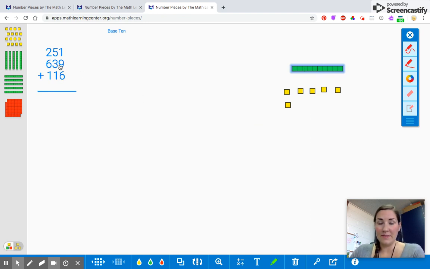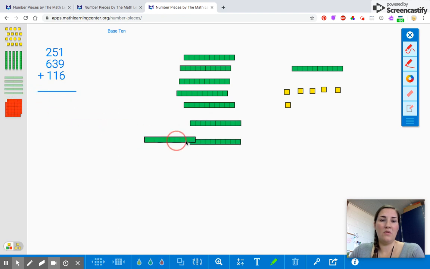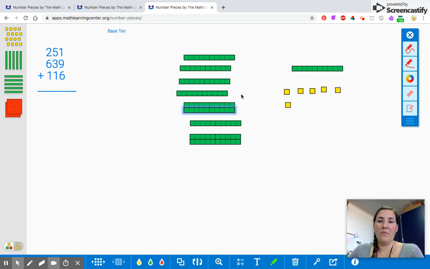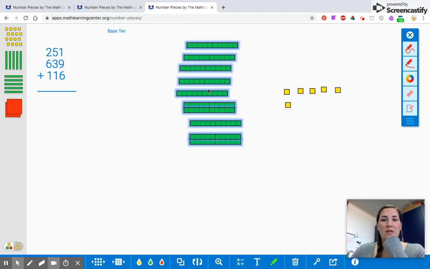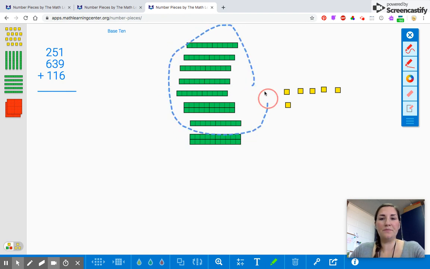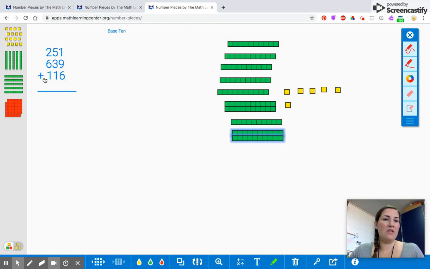Now I'm going to go into my tens place, and I see that I have 5 tens. 1, 2, 3, 4, 5. I have 3 more tens. 1, 2, 3. And then I have 1 more 10. Now I can put this 10 over here with these groups of 10 so that they stay together. I'm going to move them over just a little bit so that I have some space.